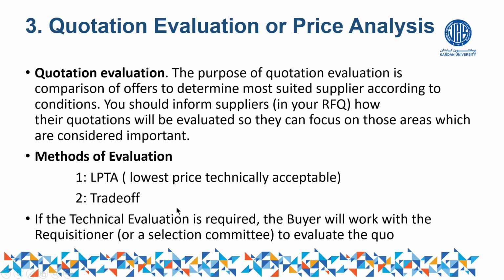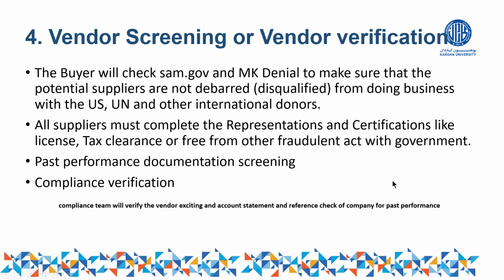They evaluate the quotation basically on two bases. These are the ways of evaluation of the suppliers or the sellers by the user. One method is LPTA, lowest price technically acceptable. So they may select the supplier who supplies the product at the lowest cost. Point number two is trade-off. Trade-off means not only the cost, several other aspects might be considered. For example, the quality, the security, the delivery method, the timing and method of payment, the past background of the supplier, and several other aspects might be considered, and then they evaluate your quotation.